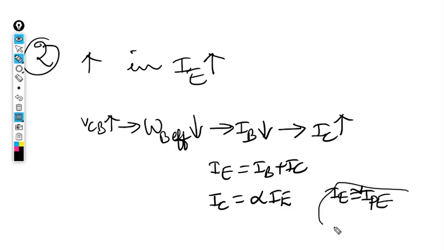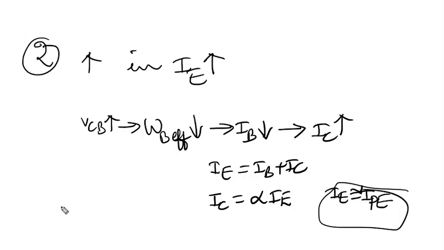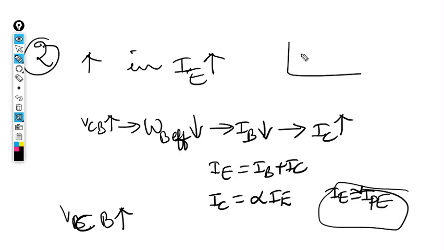We can say this another way also. If VCB increases, suppose let us say a PNP transistor.